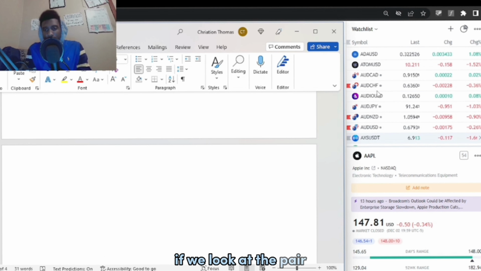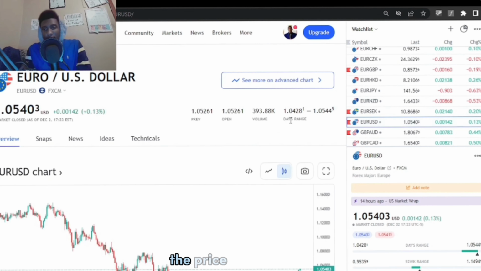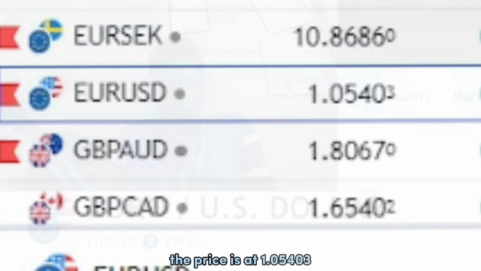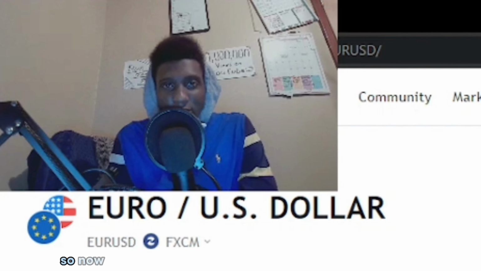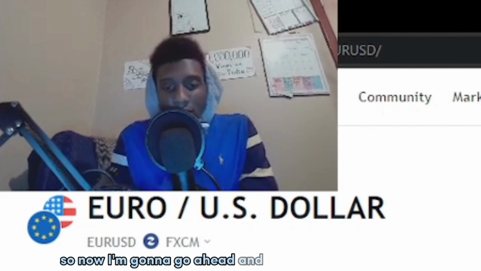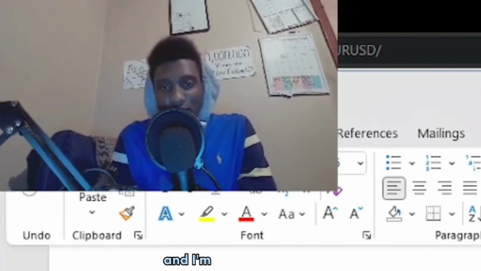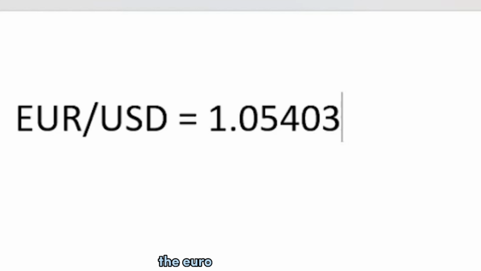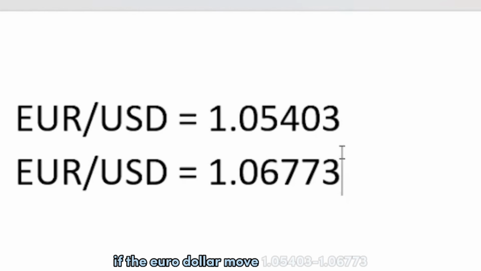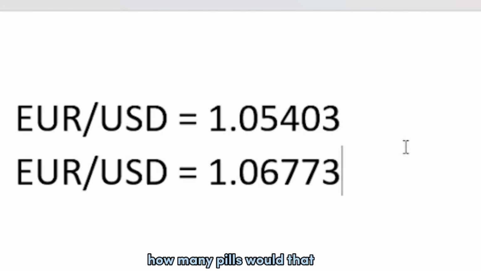If we look at the pair EUR USD, the price is at 1.05403. So now I'm going to go ahead and put it on the whiteboard, and I'm going to show you the euro versus the dollar is at 1.05403 in price right now. If the euro dollar moved from 1.05403 to 1.06773, how many pips would that be?